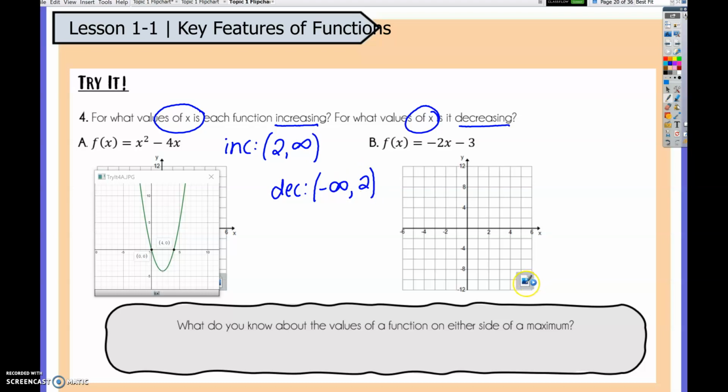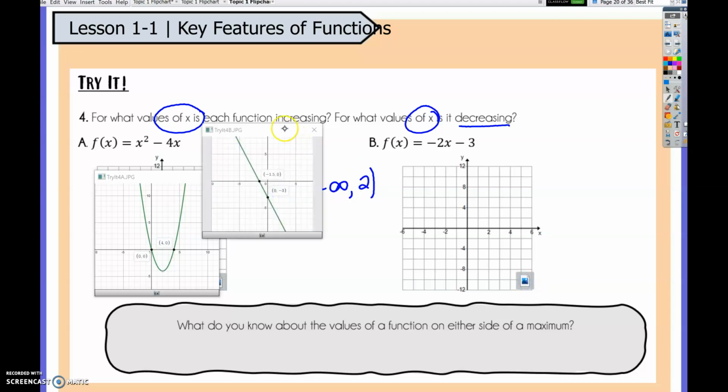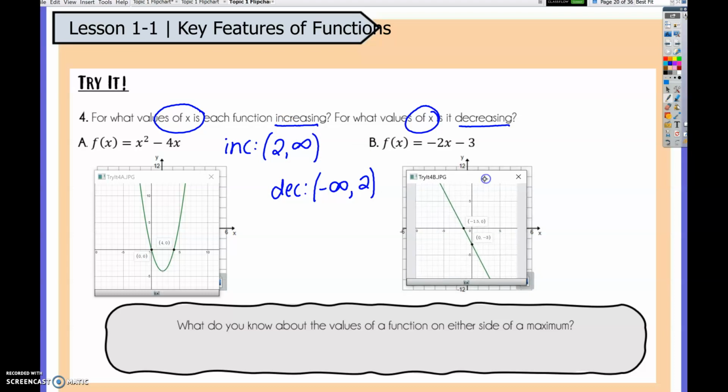For this graph over here, negative 2x minus 3, note that it's just a line. It is decreasing all of the time. So it's never increasing. NA, not applicable. It's decreasing always, negative infinity to positive infinity.